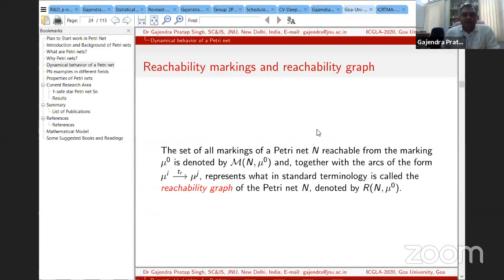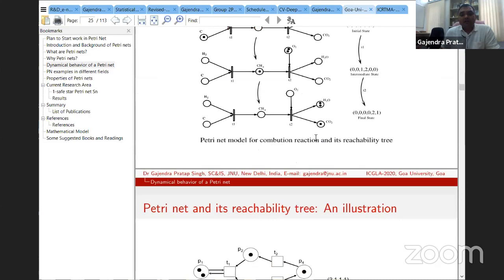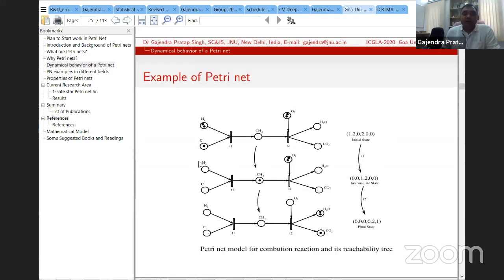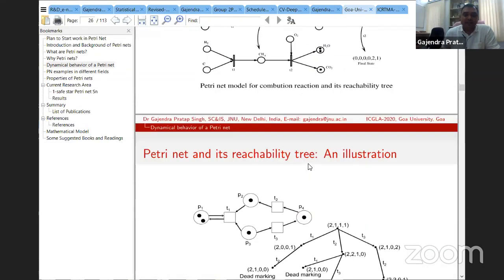Now another example: we can model some chemical equation, like this one with CH4. We can model it like this. This can be modeled, but I will show one more realistic example in the next slide. That is why I'm skipping the slide.